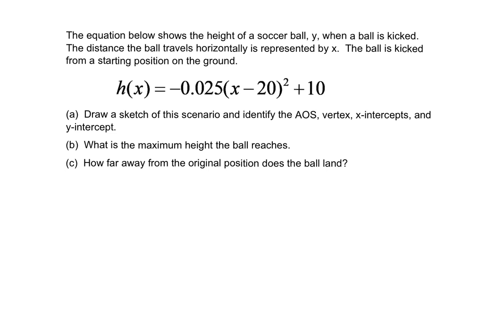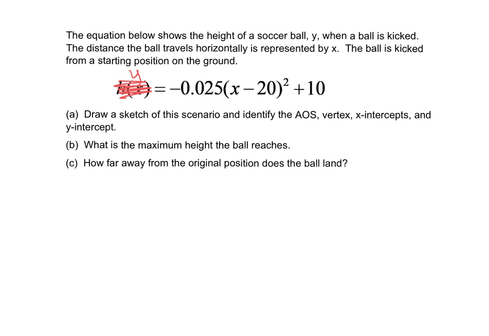Here it says the equation below shows the height of a soccer ball, which is y. You'll see here that I wrote this as h of x, but remember this can also be written as y. So there's kind of two things going on. It's talking about the height, but we can also write that as y equals, if we want it to be a little bit more traditional equation looking. Then it says when a ball is kicked. So y is the height when a ball is kicked.